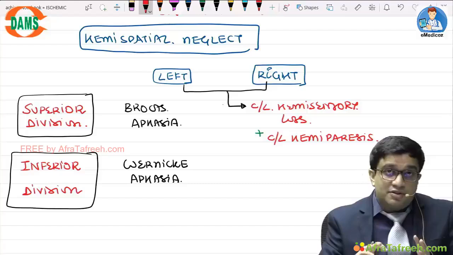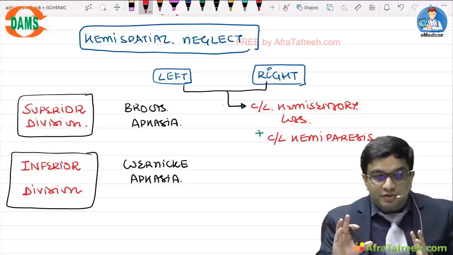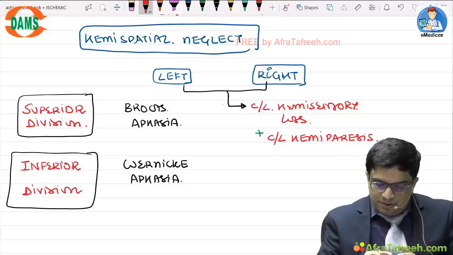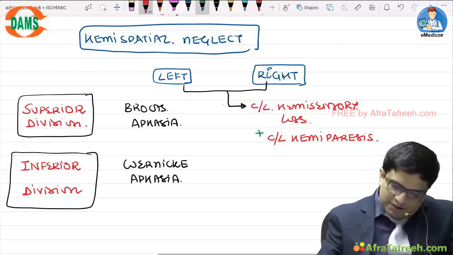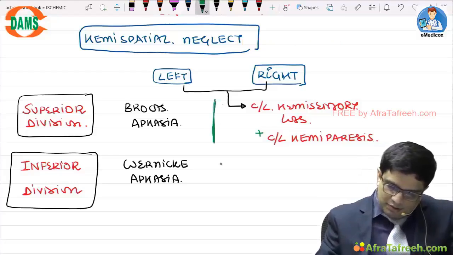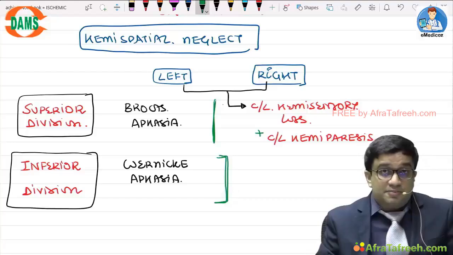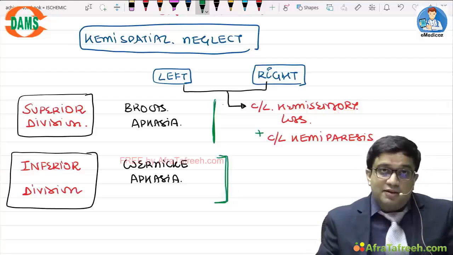Contralateral hemisensory loss, contralateral hemiparesis with Wernicke's aphasia, it is the inferior division, right? So these are a few facts that we need to remember. But remember, this is about the superior division I'm talking about. What about the inferior division? What does the inferior division supply? It supplies the temporal lobe and the inferior parietal.